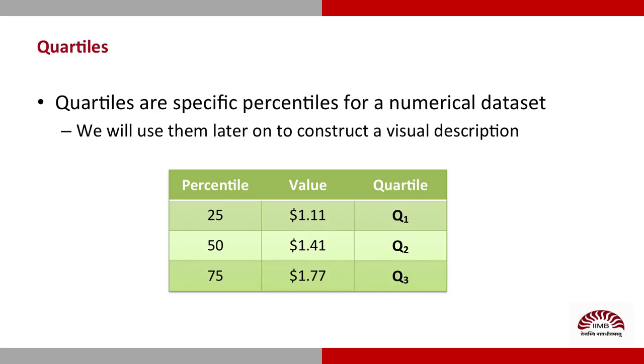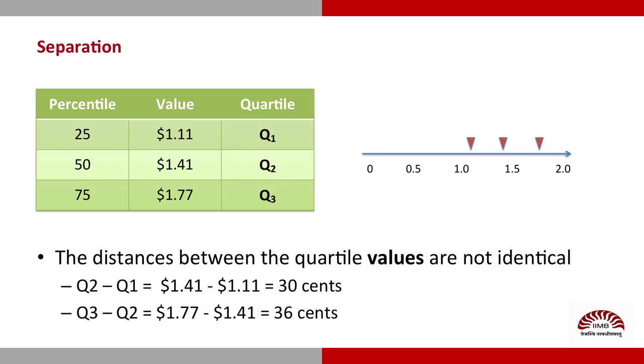Let's pull up the percentiles that we've already calculated for our gas prices. Notice how we've chosen them at quarterly intervals. We call those values quartiles. So the 25th percentile is the first quartile or Q1. The 50th percentile is the second quartile or Q2. And the 75th percentile is the third quartile or Q3. Mind you, these are not equidistant. Q1 and Q2 are about 30 cents apart, whereas Q2 and Q3 differ by a good 36 cents.